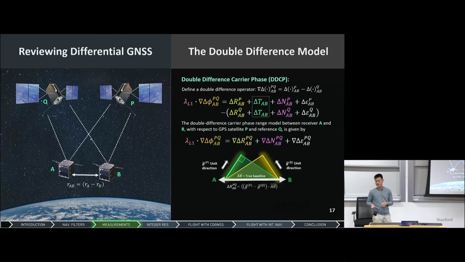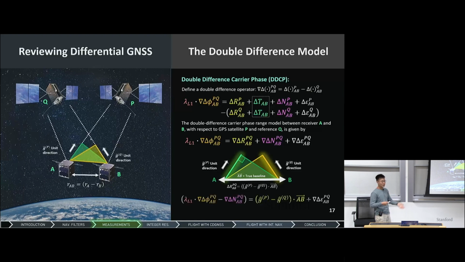Similar to the single difference case, you can estimate what the baseline is through some clever geometry, because now they're just two right-angled triangles, each where the base of each right-angled triangle is the unit direction to a particular GPS satellite.